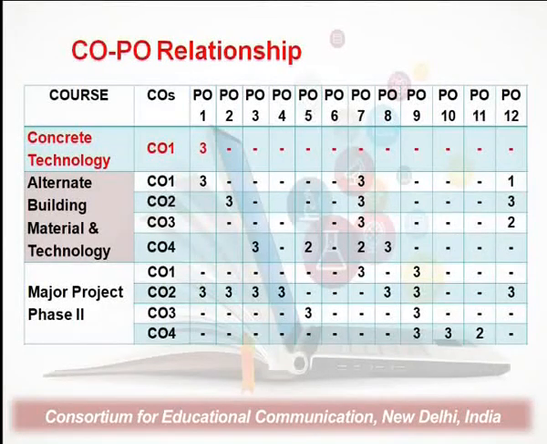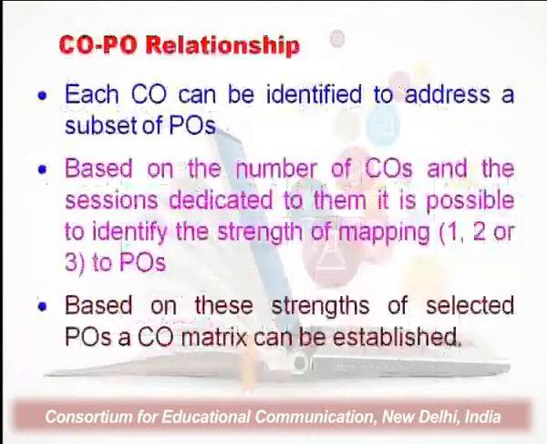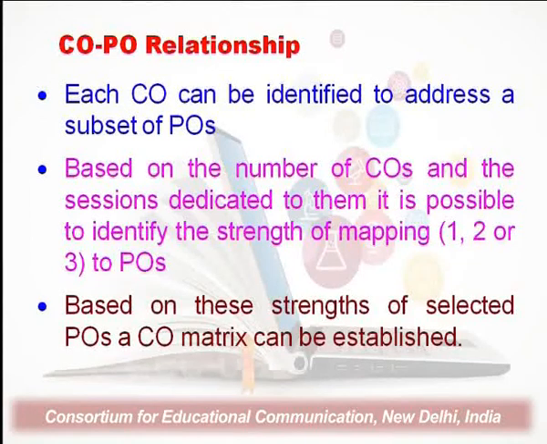Now if you see the overall aspects of the PO-CO relationship, for the accreditation bodies this relationship is assessed in depth: all the programs you have, what attainment they have, and what kind of mapping they have is a very essential condition for the accreditation grades. Each course outcome can be identified to address a subset of the POs, which is very important. As already addressed in my lecture, based on the number of the COs and the sessions dedicated to them, it is possible to identify the strength of the mapping. 1 shows the lowest strength, 2 shows the moderate strength, and 3 shows the maximum and best possible extent. Based on these strengths of the selected PO-CO matrix, the further steps of the strategies of the accreditation bodies and the percentage of the attainment will be taken up in the next sessions.